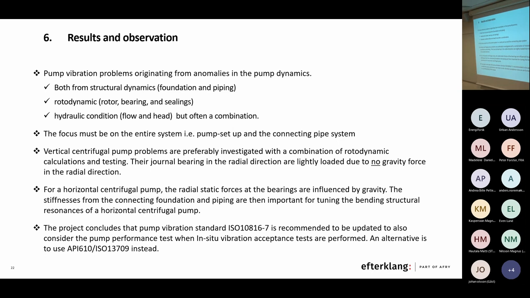So that's why vertical centrifugal pumps are preferably investigated by both rotodynamic calculations and verification testing, where access to the pump allows. And this is due to that the radial direction of a vertical machine is lightly loaded due to the gravity force, where there is no gravity force in the radial direction. For the horizontal, it's the other way around. There you have the gravity force in the radial direction. That's why the foundation and pipe system contribute more to the vibration.